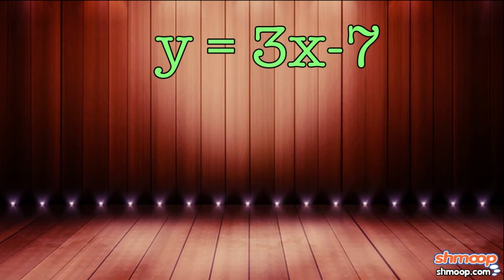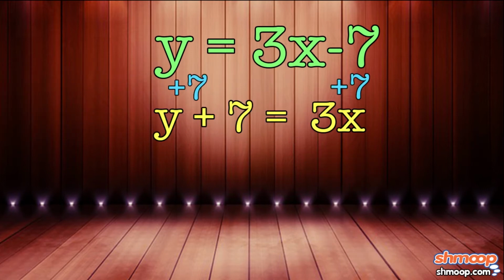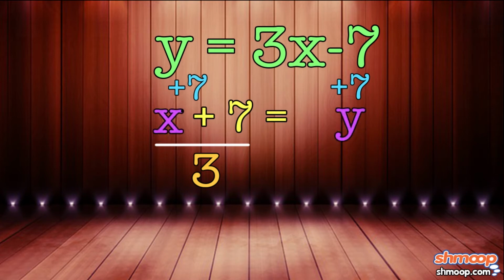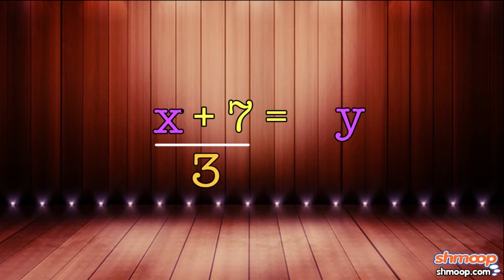So we'd add 7 to both sides to get y plus 7 equals 3x. Then divide both sides by 3 to get x equals y plus 7, all over 3. And finally replace the x with y and the y with x to get y equals x plus 7, all over 3. And there's our inverse of the original function.